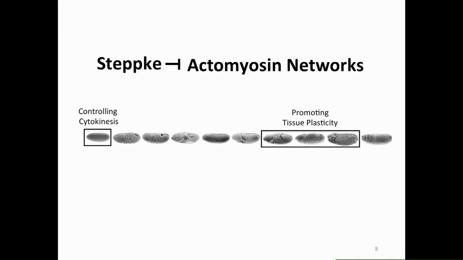So far, I've shown you that Stepkey seems to be antagonizing actomyosin networks. During early embryogenesis, it is controlling cytokinesis, and during later embryogenesis, we've seen that it's promoting tissue plasticity. So the next thing we wanted to know was, how does this actually work?